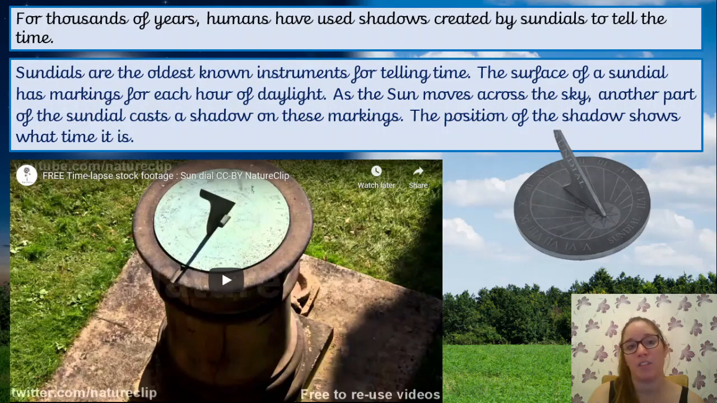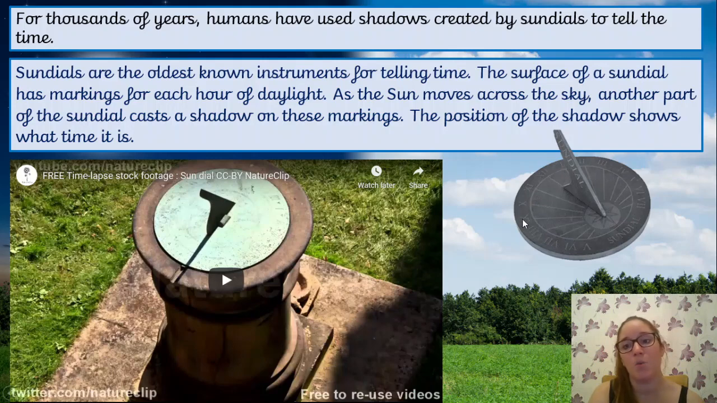The surface of a sundial has markings for each hour of daylight and, if you look closely, you can see the Roman numerals, which we know. XII. We know X is 10, so XII is 12. And then we've got 1, 2, 3, and it goes all the way around like a clock.